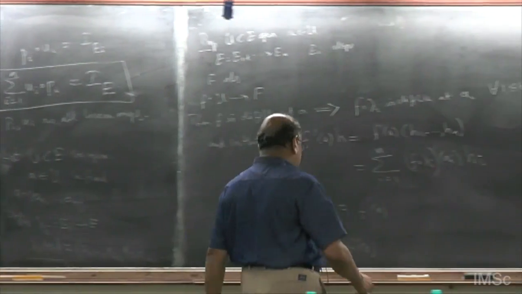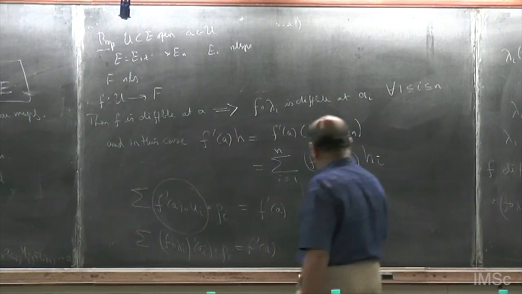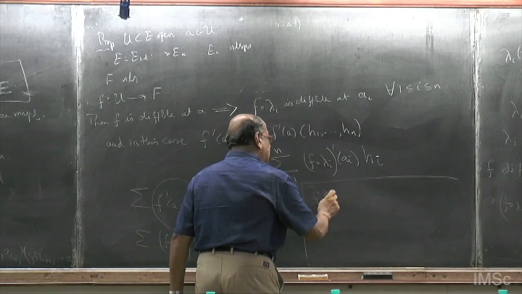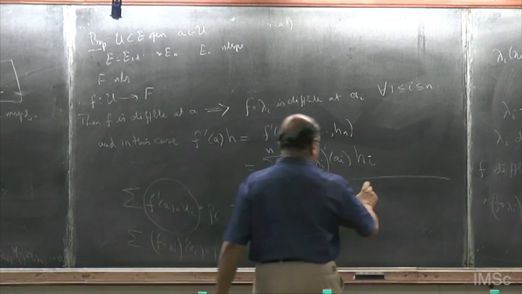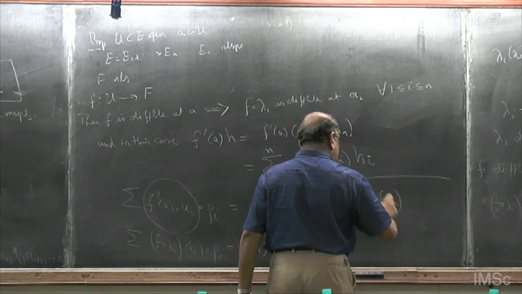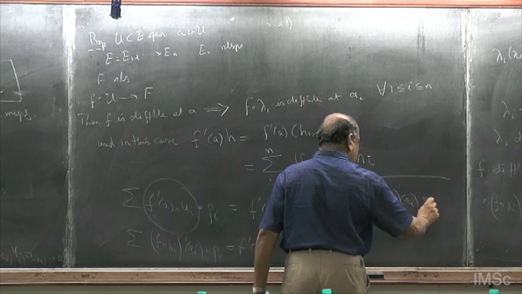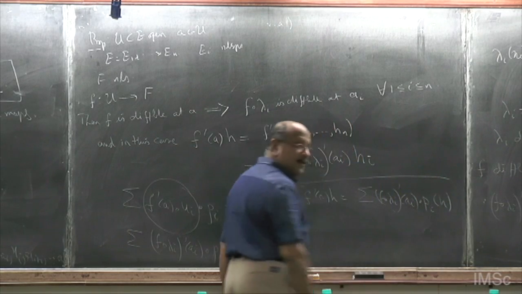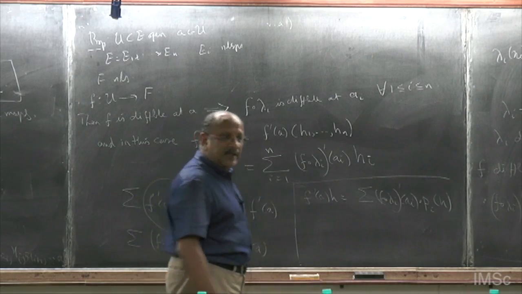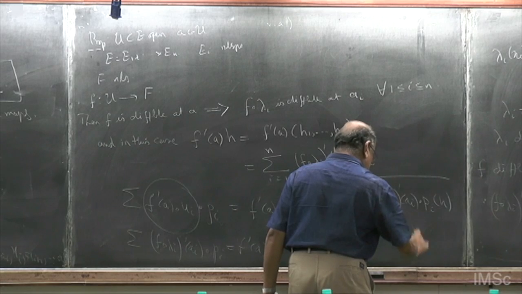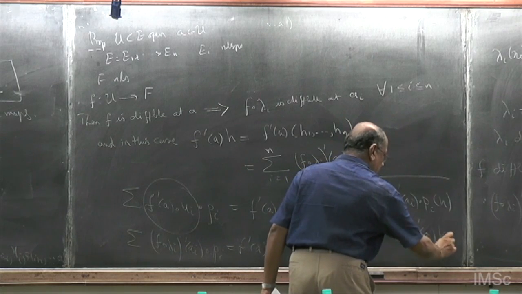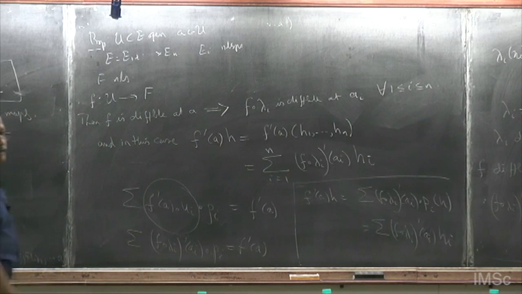Now expand this and apply it to any h. What will happen? F dashed of a at h equals sigma (f composed with lambda I) dashed at ai composed with pi acting on h. But what is pi acting on h? It is a projection to the ith coordinate, and so this is (f composed with lambda I) prime at ai.